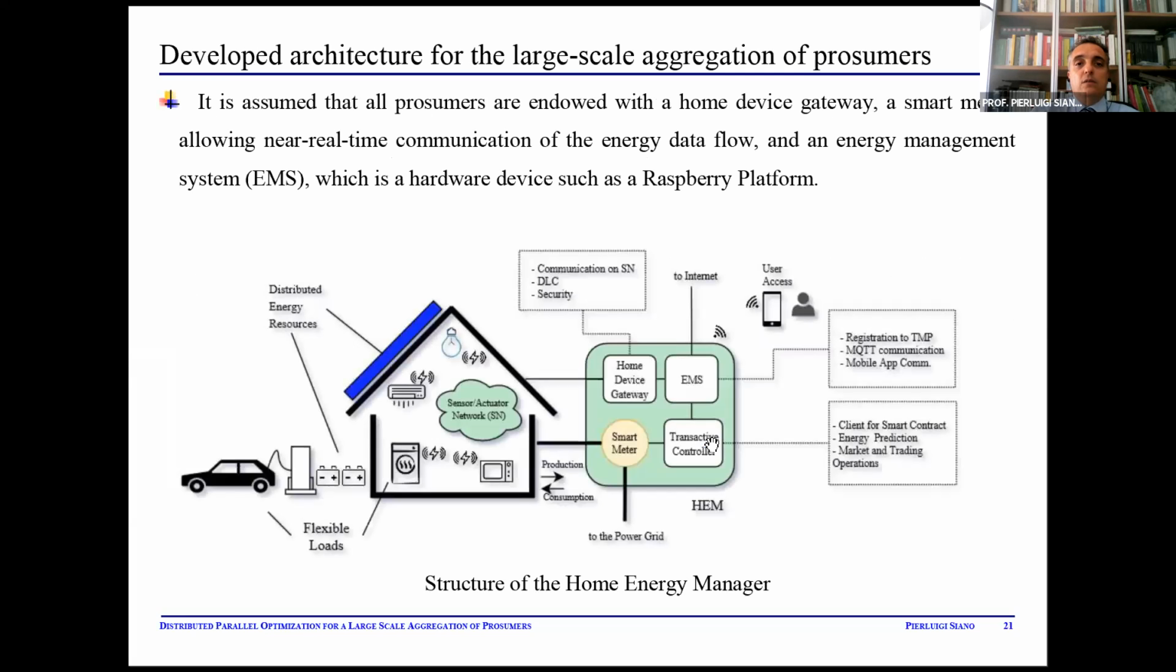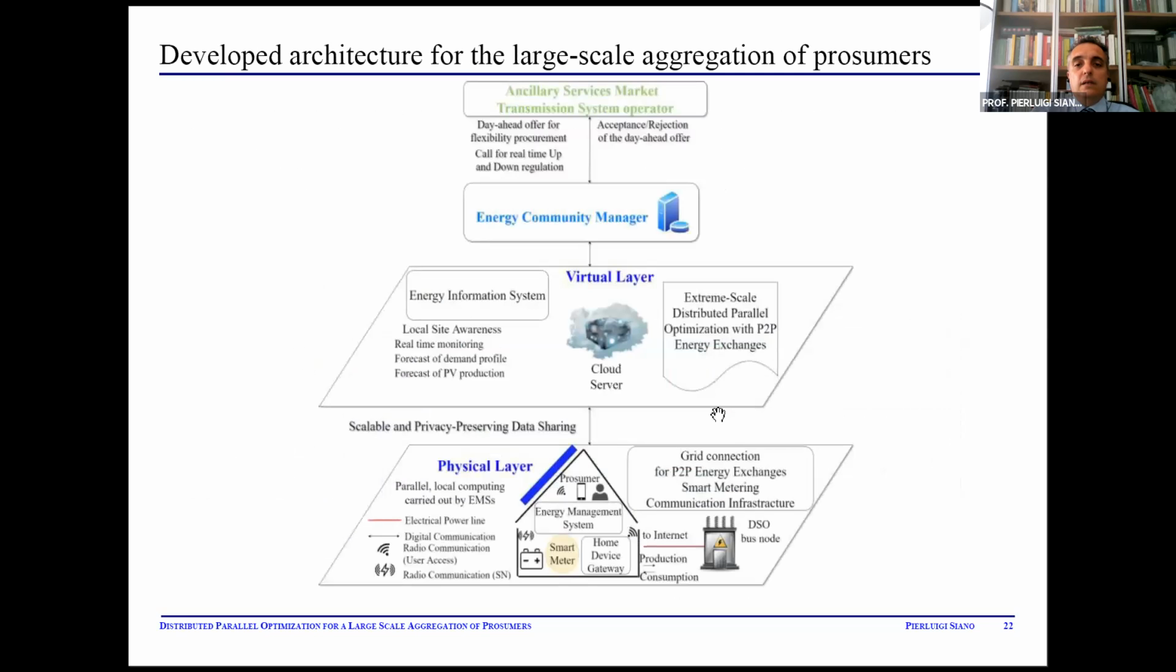services market. It has been assumed that all prosumers are endowed with a home device gateway, smart meter, and an energy management system. In this case, the architecture consists of a physical layer and a virtual layer. It is essentially a virtual platform where a prosumer can access. The physical layer provides grid connection, smart metering, and communication to all prosumers. The virtual layer includes an energy information system, allowing local site awareness based on real-time monitoring and on tools for the forecasting of photovoltaic production and load demand.